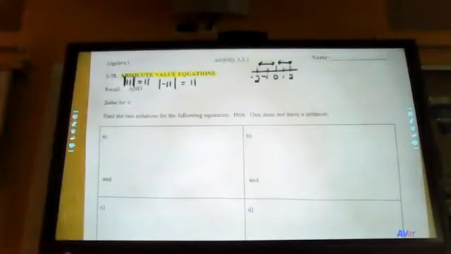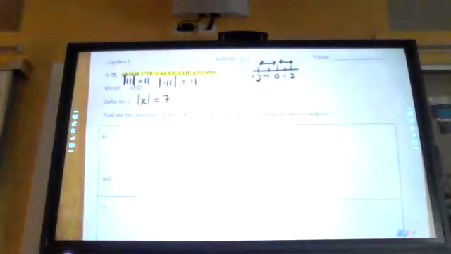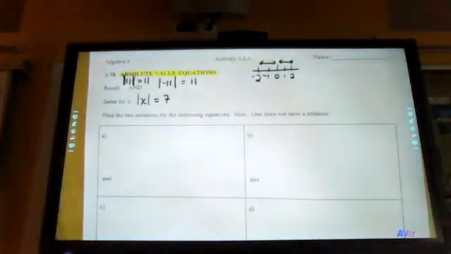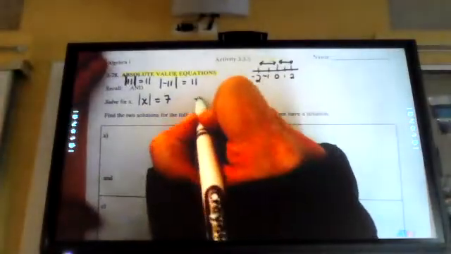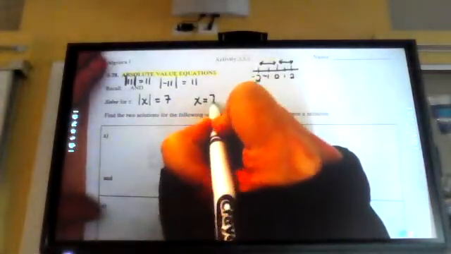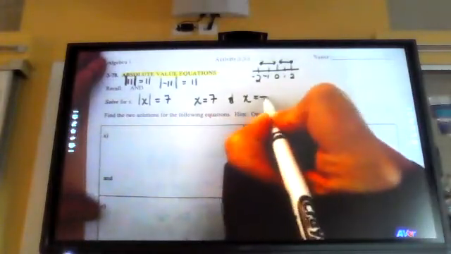So now you're going to see things that look like this. Solve for x. So what happens if you have the absolute value of x equals, we'll say 7. What could you possibly put in those absolute value signs to give you 7? Well, let's think about that. We know that x could be a positive 7, right? And x could be a negative 7.